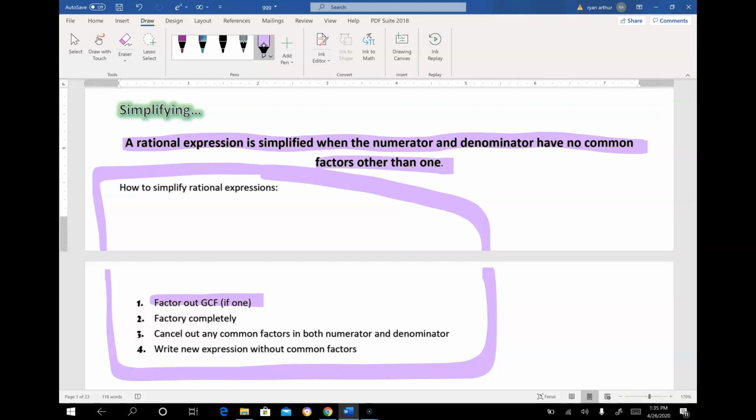So factor GCF out if there is one. That's the greatest common factor. That means every term has something in common. So an example of factoring out a GCF would be 2x plus 10.